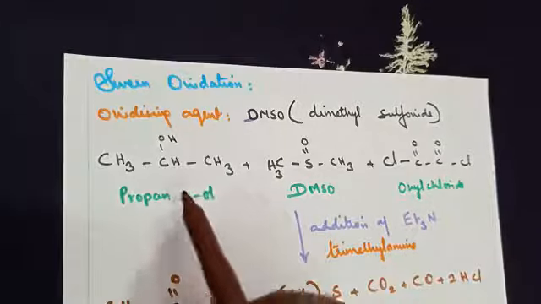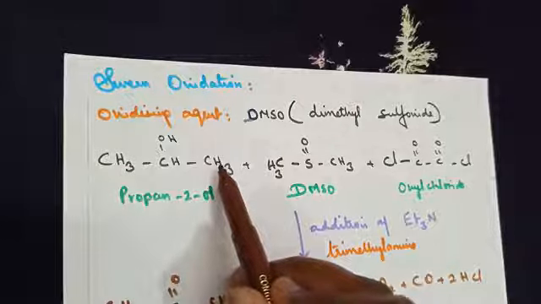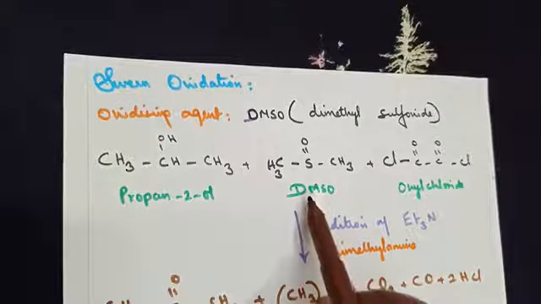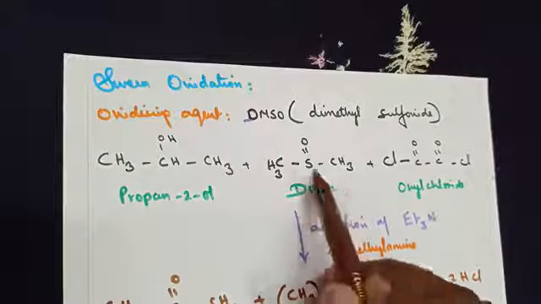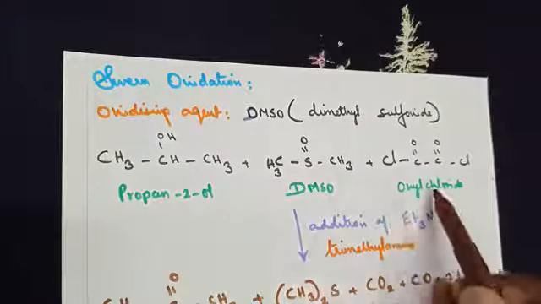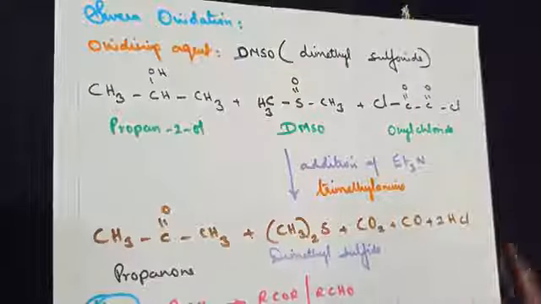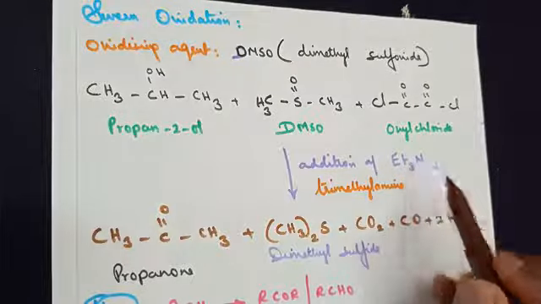So propanol, what type of alcohol is this? One alkyl group here, secondary alcohol. When you treat it with DMSO, which is the molecular formula of dimethyl sulfoxide, plus oxalyl chloride, this reaction takes place in the presence of triethylamine.